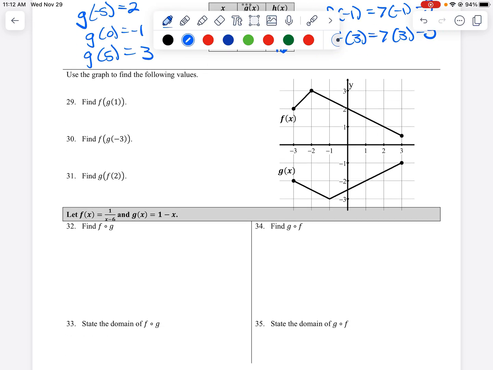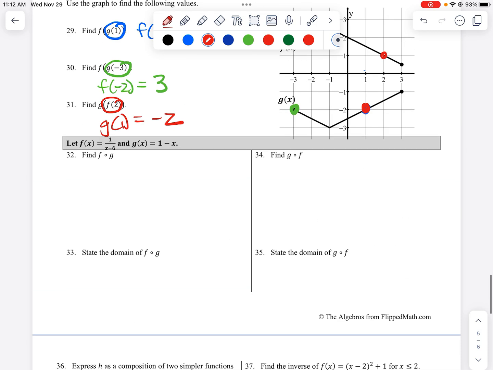All right, so find these values. So g of 1. So g of 1 is negative 2. So what is f of negative 2 is up here at 3. So the next one, g of negative 3 is right here. So what is f of negative 2? And that again is 3. And the last one, so f of 2 first is 1. So what is g of 1 is negative 2.